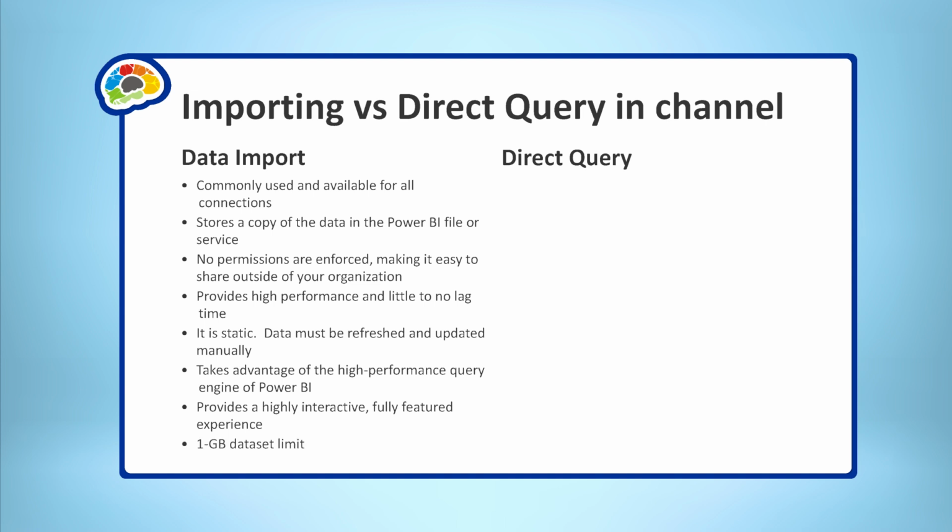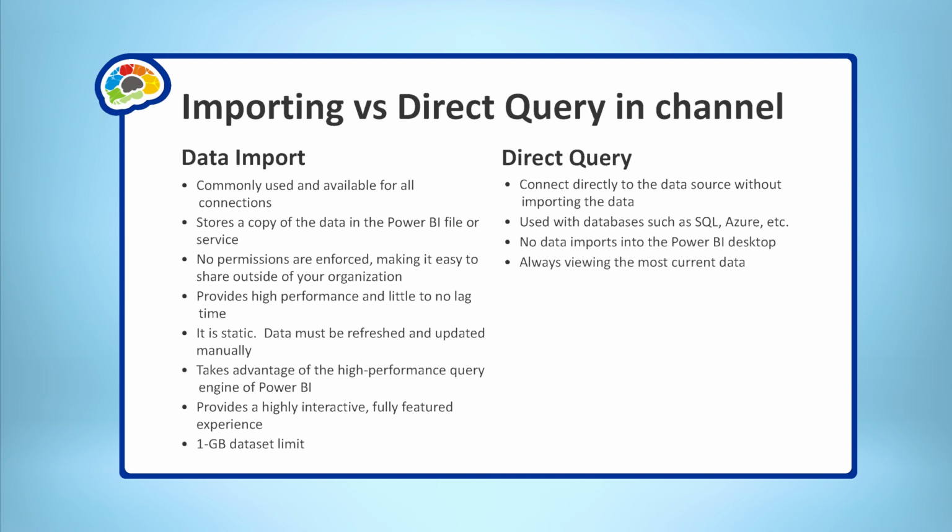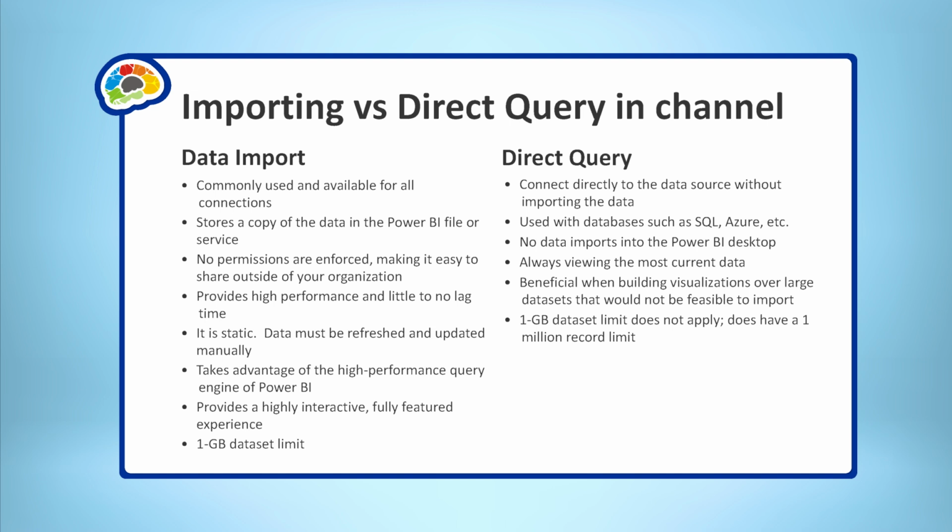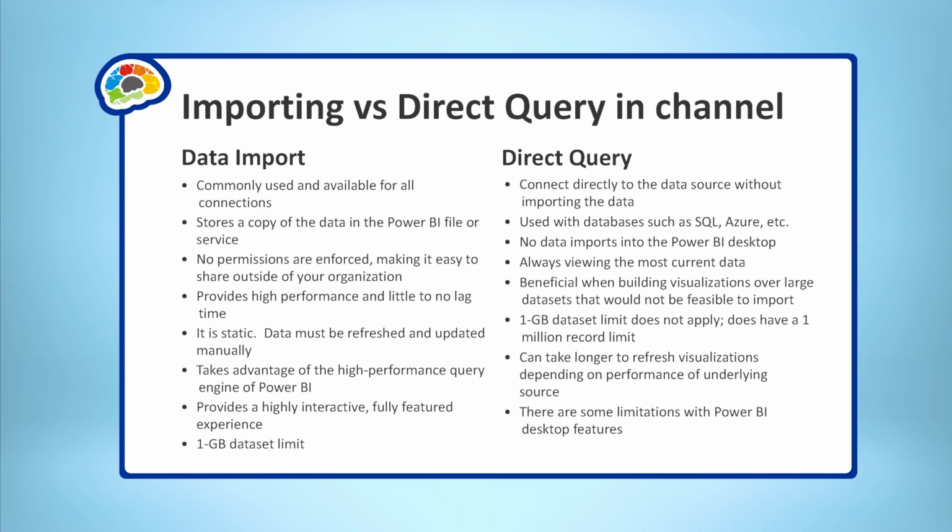When using direct query, this connects directly to the data source without importing the data into Power BI. You're using the data directly inside of SQL, Azure, or maybe even Oracle. You're always viewing the most current data. It's beneficial when building visualizations over large data sets that would not be feasible to import. You don't have the 1 GB limit to your data set, but you do have a limit of 1 million records per report. It can take longer to refresh visualizations depending on the performance of the underlying source. There are some limitations to the Power BI features when using a direct query.